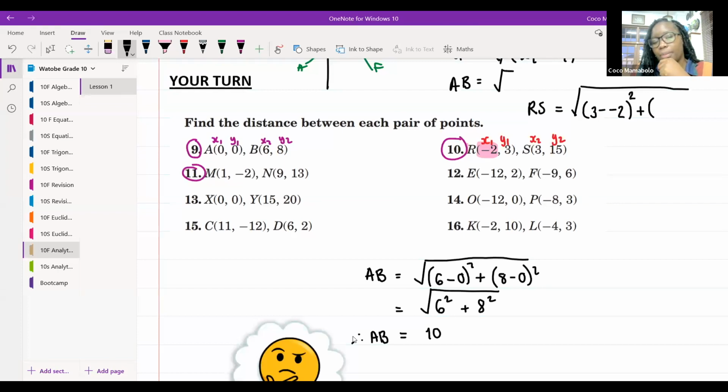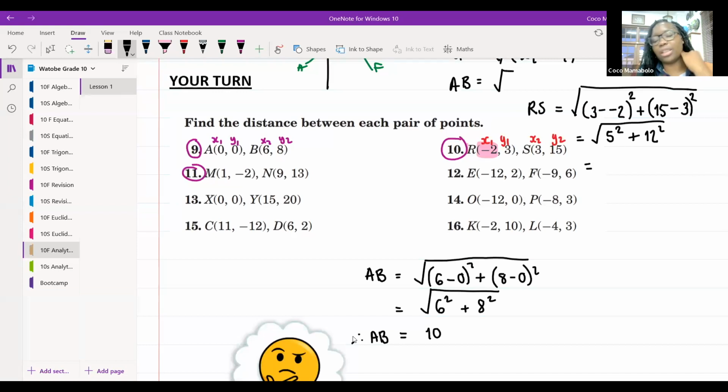Y2, which is 15. Good, 15. Minus y1, which is 3. Good, and close brackets, and then? We should have the square. Good, squared. All right. So you've already said to me that this is going to give us 3 plus 2, which is 5. 5 squared. Right? Yes, ma'am. Plus, what about 15 minus 3? 12. Good. 12 squared.